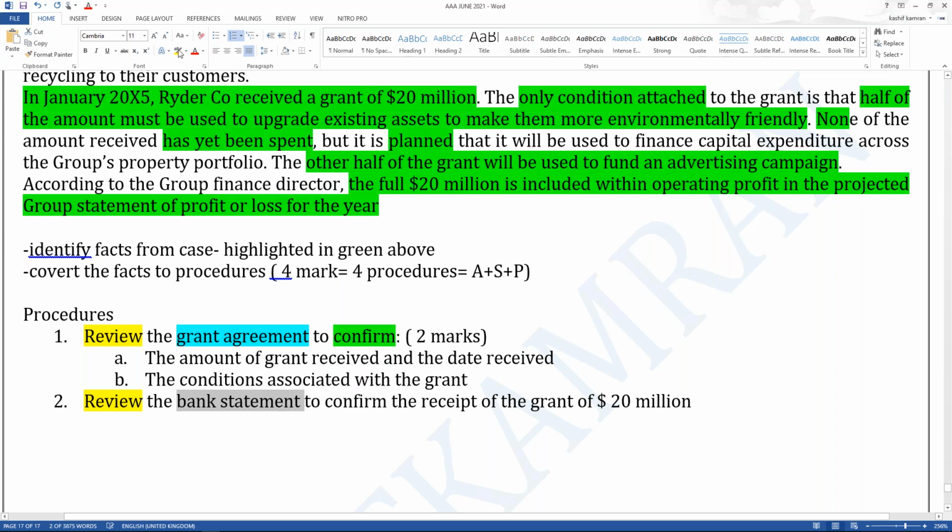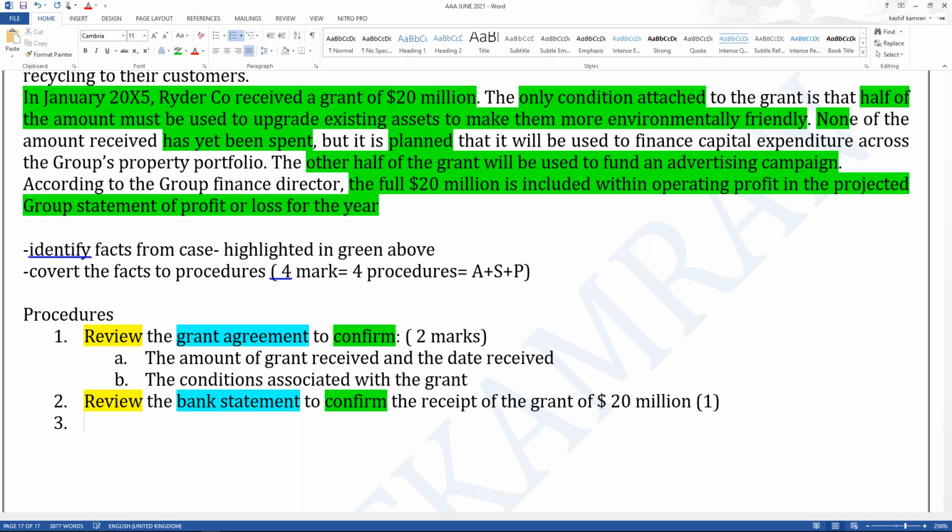Yes, it is. And is the reason valid? Definitely. We are to confirm the receipt, not the amount, the receipt. So amount is one, receipt is second. So good procedure, right? It will give me another 1 mark, and I get to 3.